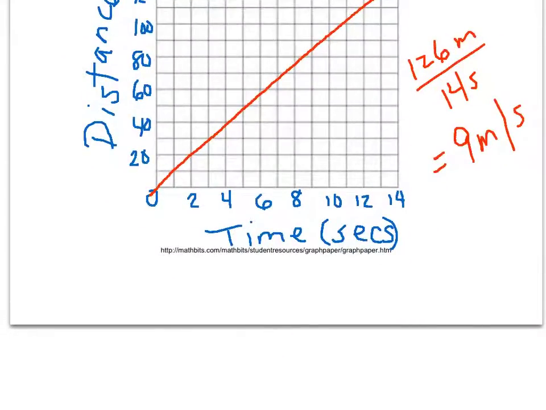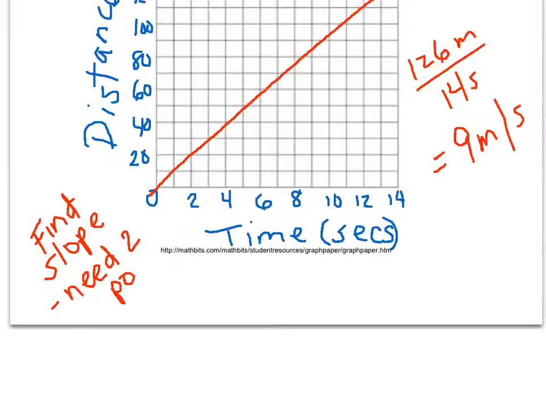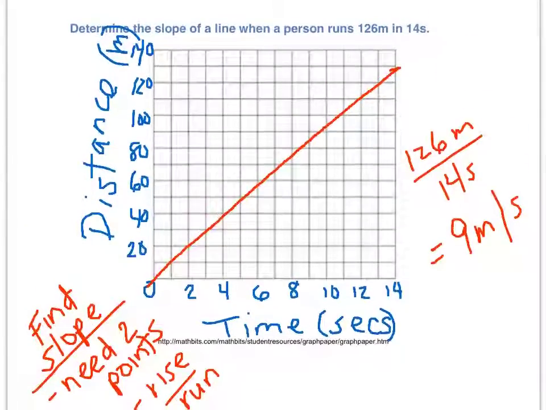All right, so to find slope, you need 2 points. You want to find the rise, then the run, and then you need to determine if it's positive or negative, and since our line is moving upward, then we're going to have a positive slope.